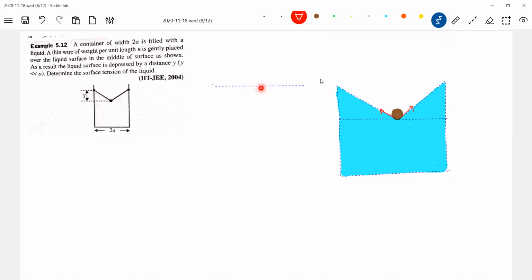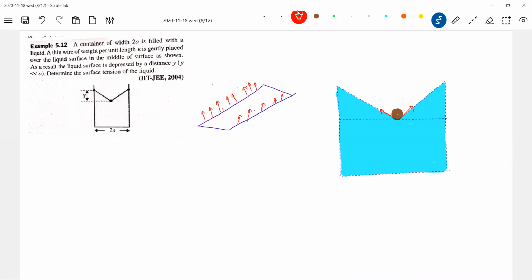If you go for a long thin wire of weight per unit length, how will the force act everywhere in this direction? Not vertical, it will make some angle. Here also it will make some angle. It is like this.